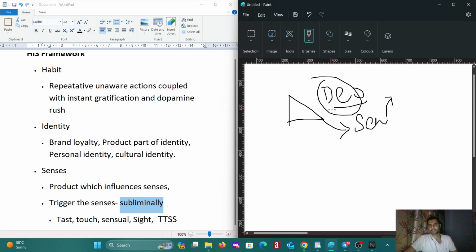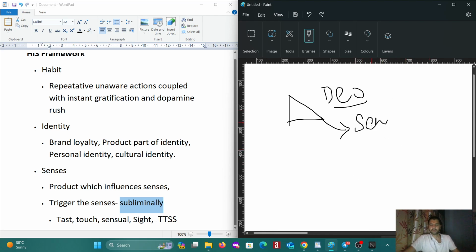So another aspect, the deodorant, we have already covered. Now comes how these three things can work. I will just give an example. The senses can be sensuality, touch, or taste. So a burger. Okay, let me take the deodorant example itself.